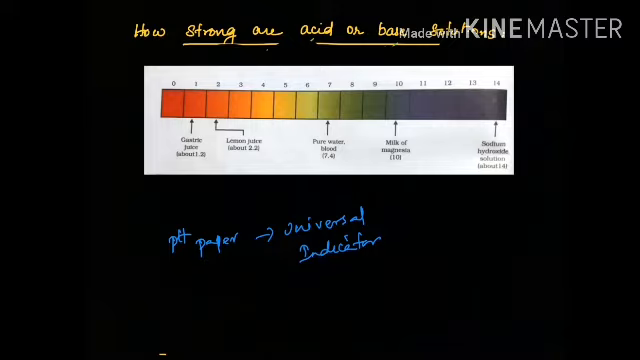Now you look at over here, it has a value between 0 and 14. Here we have the 7, that is the neutral one, right? So 0 to 7 is the acidic solution, and 7 to 14 is the basic solution. Sodium hydroxide is a very good base, a very strong base, so it has a value around 14. It has a particular color also, right? So this is a pH paper in which it is indicating different colors.